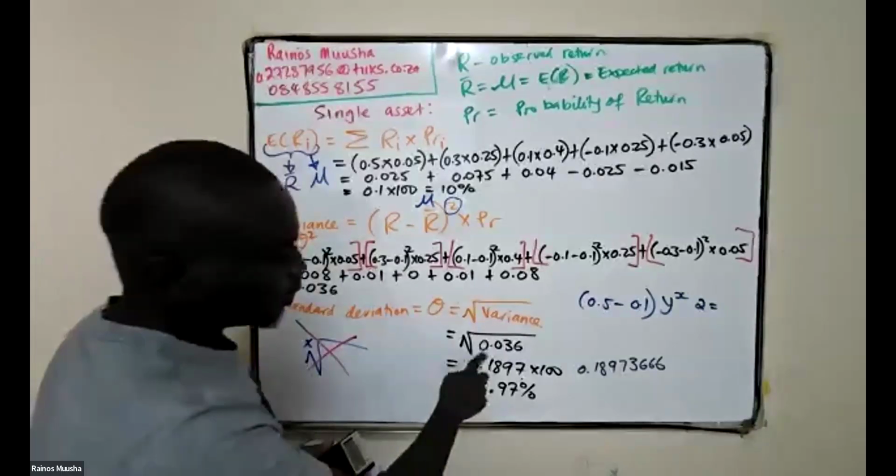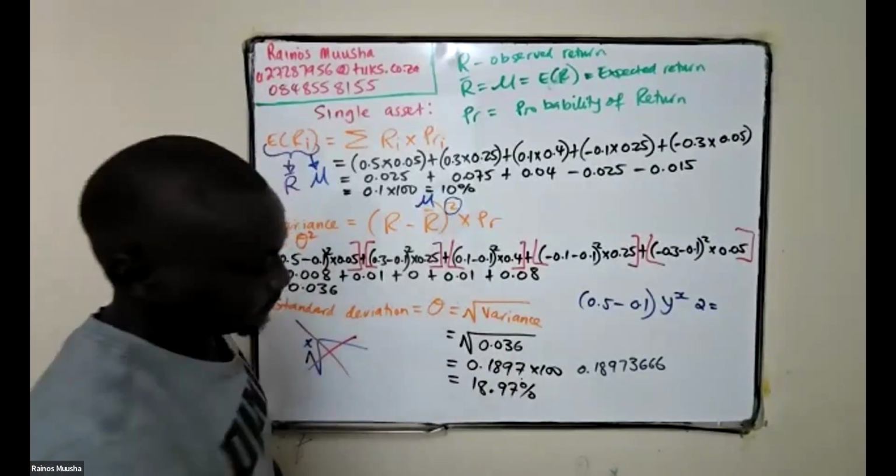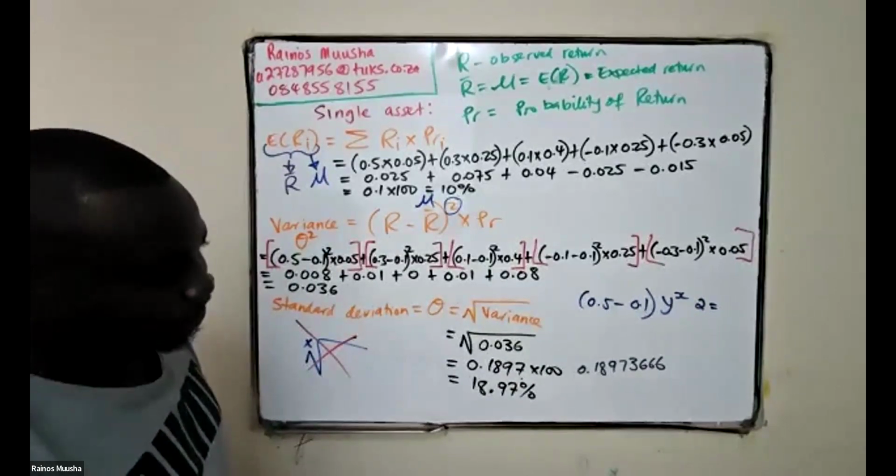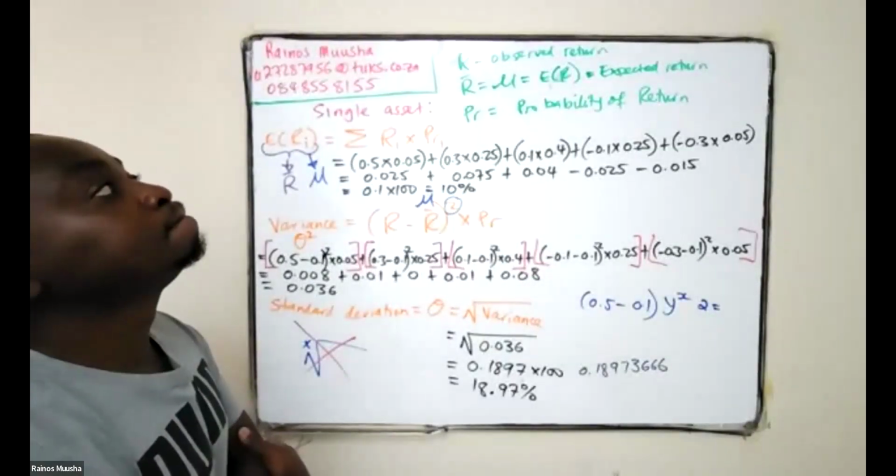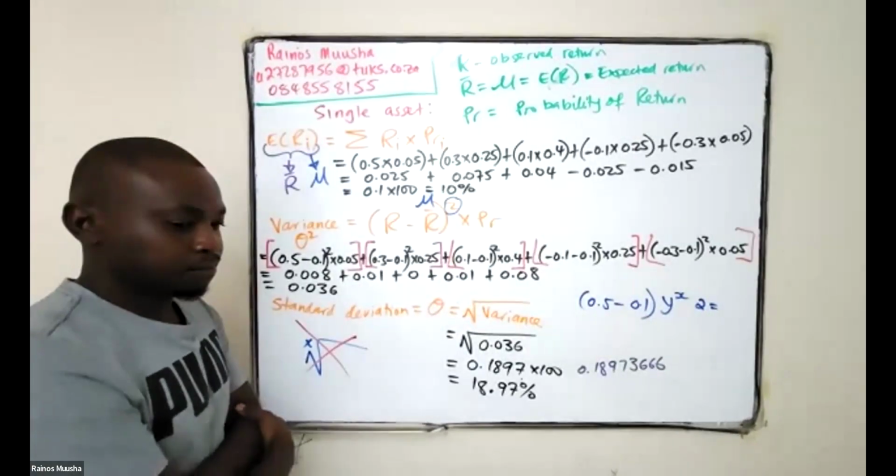Can you refresh me again? When you say, okay, which one are you using? The square root of 0.036. The square root of 0.036. Okay. Which calculator are you using?